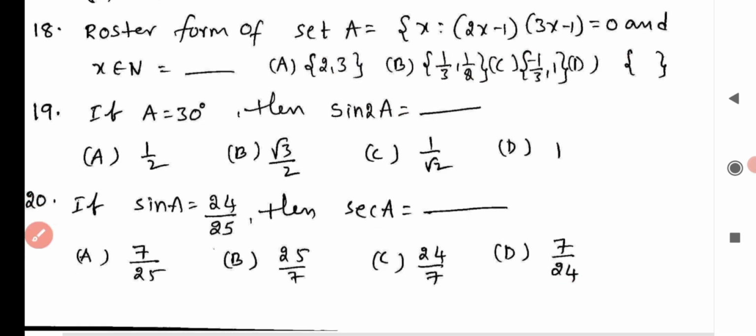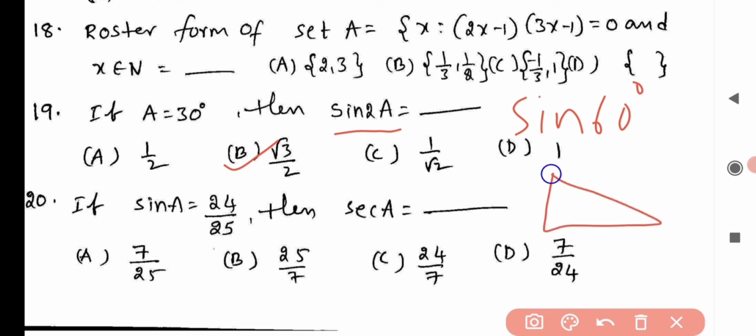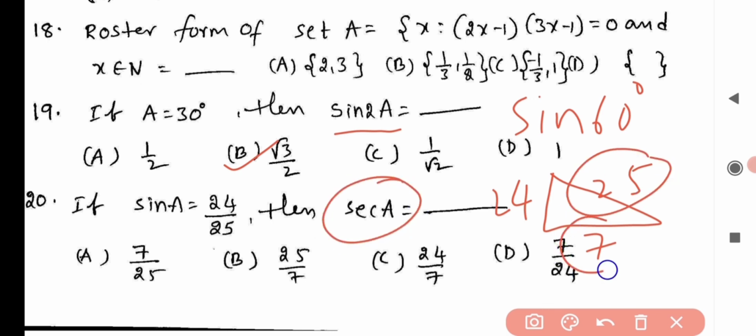Okay, 19th one. If A equals to 30 degrees, then sin 2A. A value is 30. So sin 2A means what? Sin 2 into 30. 60. Sin 60 value root 3 by 2. So option root 3 by 2. 20. If sin A equals to 24 by 25, then sec A. Sec A means what? Hypotenuse by adjacent. Here he give opposite to 24. Hypotenuse 25. So by using Pythagoras triplets, this is 7. So I want sec A. So sec A means hypotenuse by adjacent. So 25 by 7. So option B.